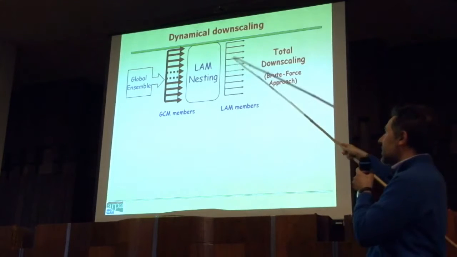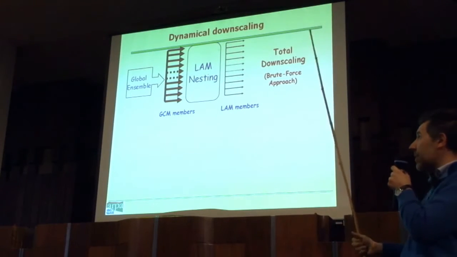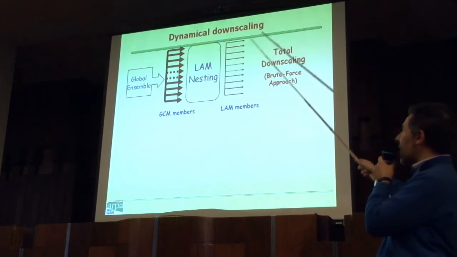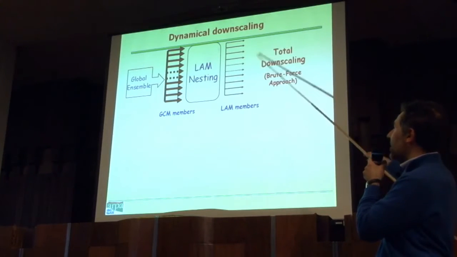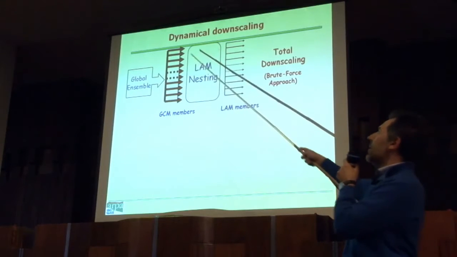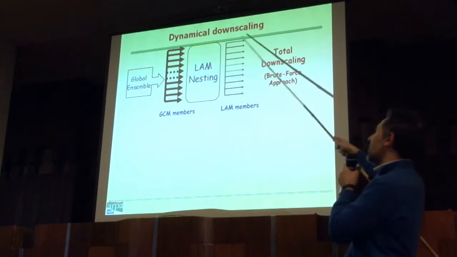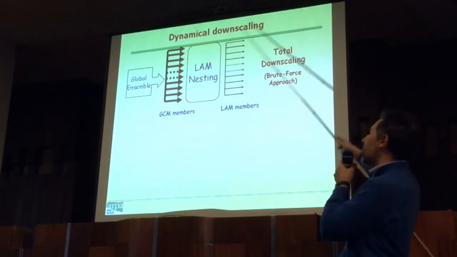You nest, so you give the global model members, give you the initial and boundary condition, you do the nesting, and you have a number of limited area ensemble forecasts. This is so-called total downscaling, which if you have 10 members here, you have 10 members here. If you have 25 members here, you have 25 members here. If you have 50 members here, you have 50 members here.